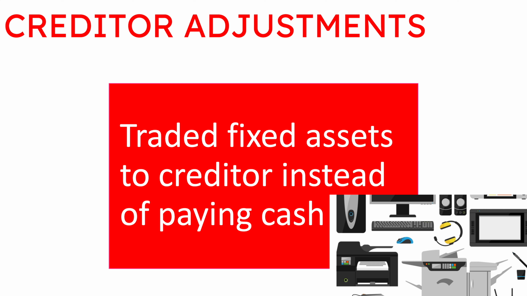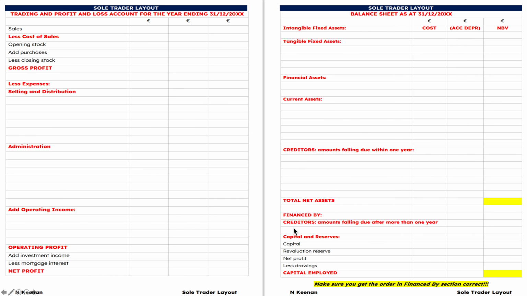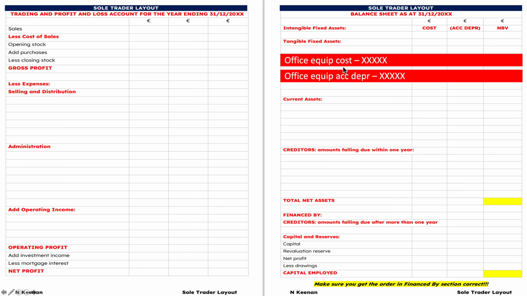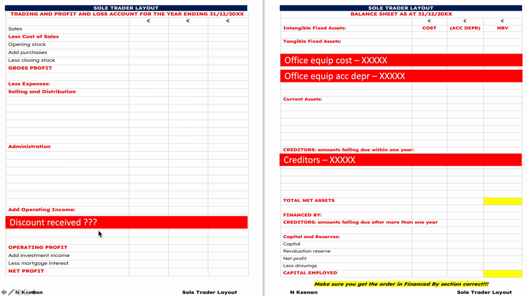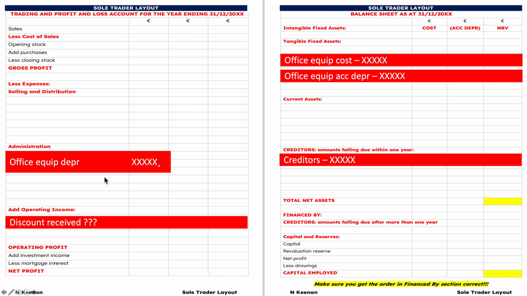The last one then is where a business would have traded fixed assets to a creditor instead of paying them cash or check or whatever. So if they sold fixed assets such as office equipment, we would minus the cost of the office equipment from the office equipment account, or we would minus the accumulated depreciation from the accumulated depreciation account. We would minus the debt to the debtors that they've written off. We might have received a discount, so we'll just put a question mark there. If you're asked to calculate depreciation, then it would go there, and then we'd add the depreciation for the year to the office equipment depreciation there.